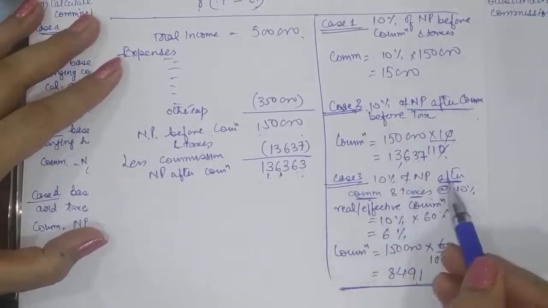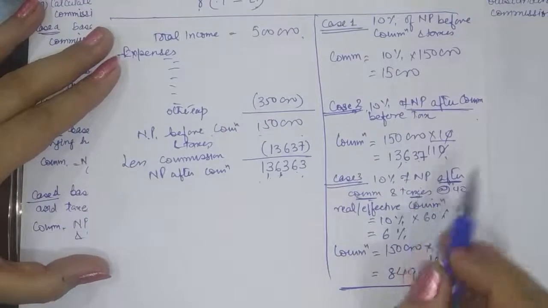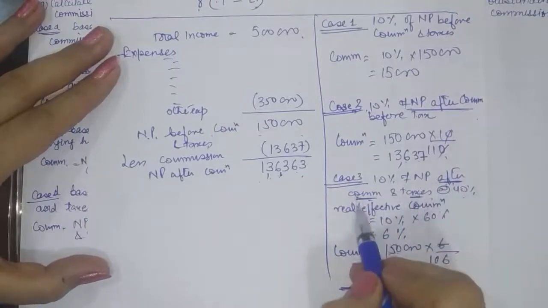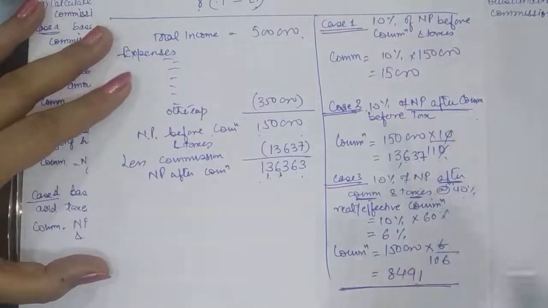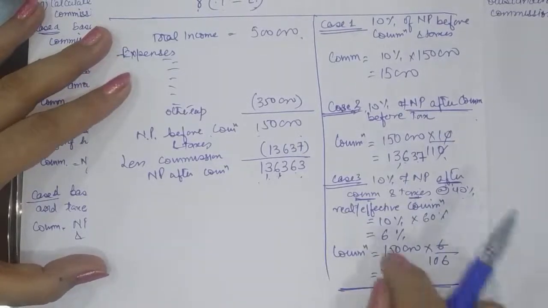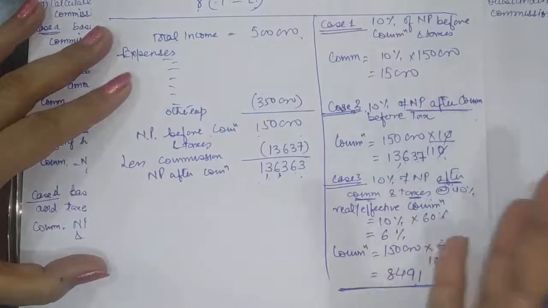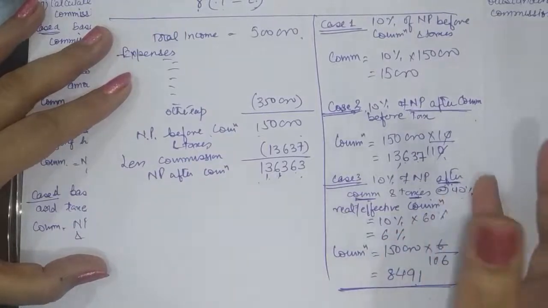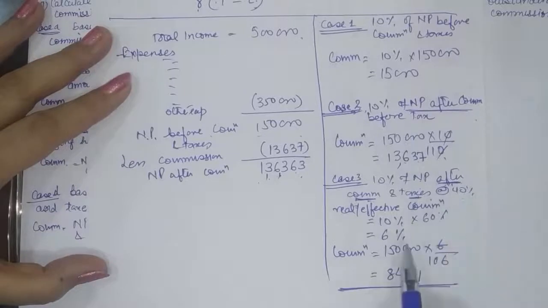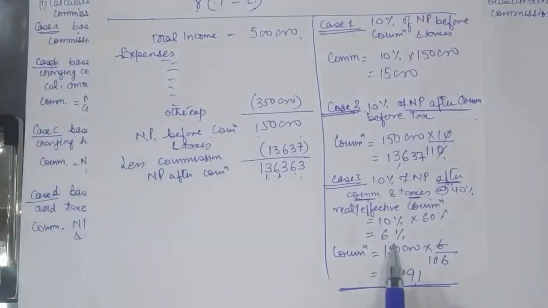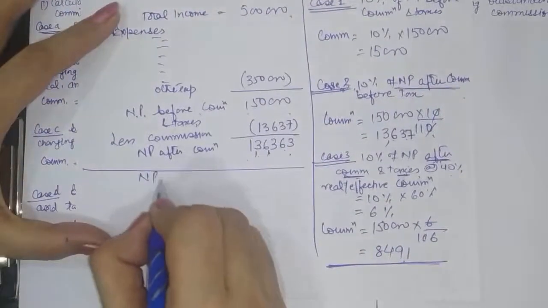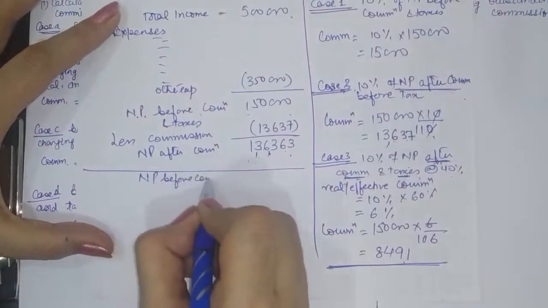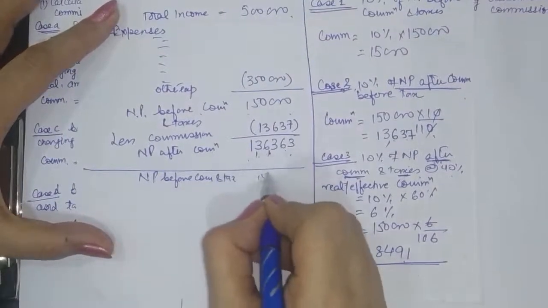If we have percentage of profit after commission and taxes, it implies for profit after commission, we'll change the base, and for profit after taxes, we'll take the effective rate of commission, which is now 10% into the effective profit that you will be left with. So 40% tax implies 60% is left with us. So 6% is your effective commission on your gross profit before taxes.